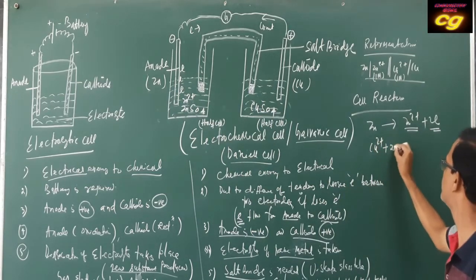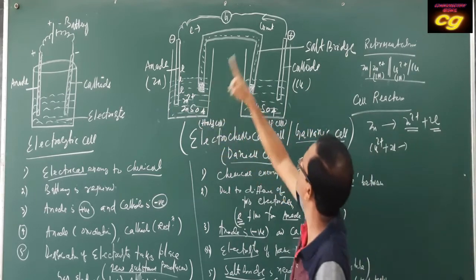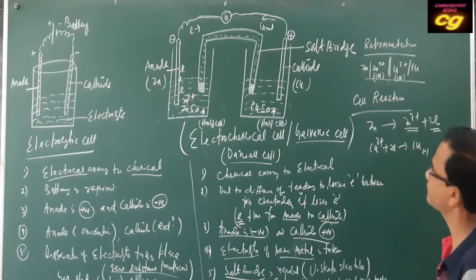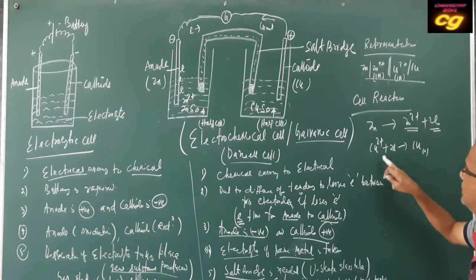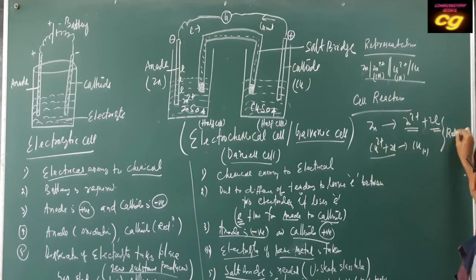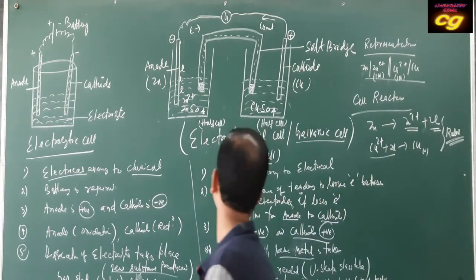It accepts these 2 electrons produced from zinc, and this electron moves towards copper, forming copper metal. So this is called reduction. This is called oxidation. So this reaction is called a redox reaction. In a redox reaction, oxidation and reduction take place.